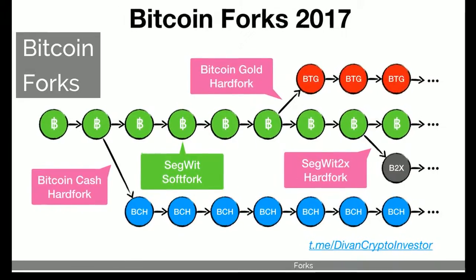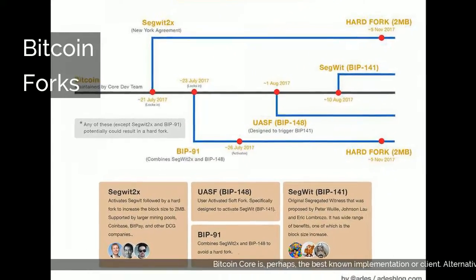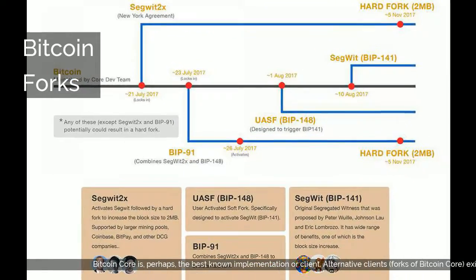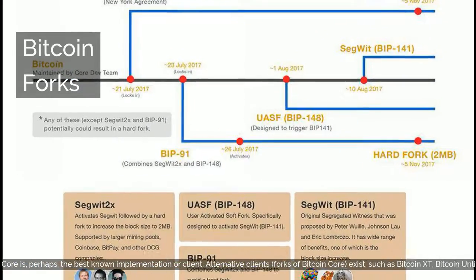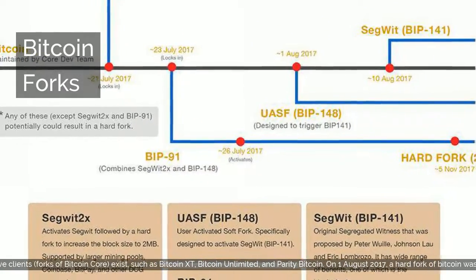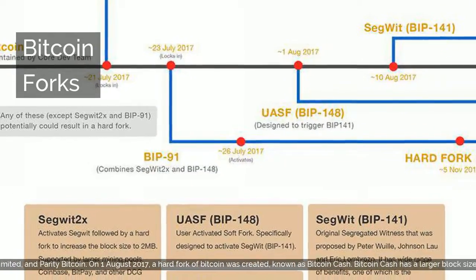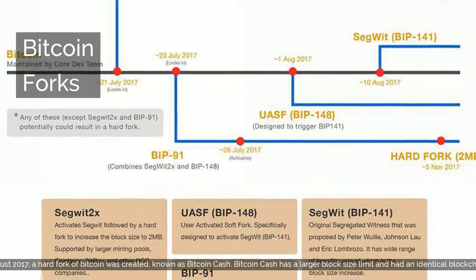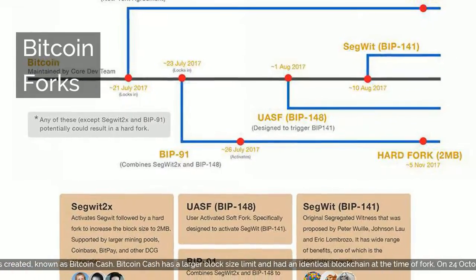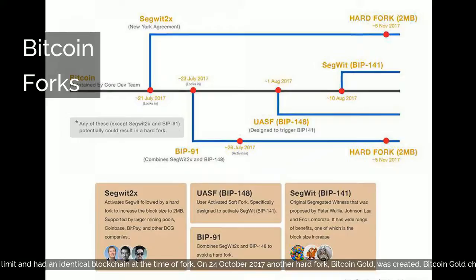Forks. Bitcoin Core is, perhaps, the best-known implementation or client. Alternative clients, forks of Bitcoin Core, exist, such as Bitcoin XT, Bitcoin Unlimited, and Parity Bitcoin. On August 1, 2017, a hard fork of Bitcoin was created, known as Bitcoin Cash. Bitcoin Cash has a larger block size limit and had an identical blockchain at the time of the fork.